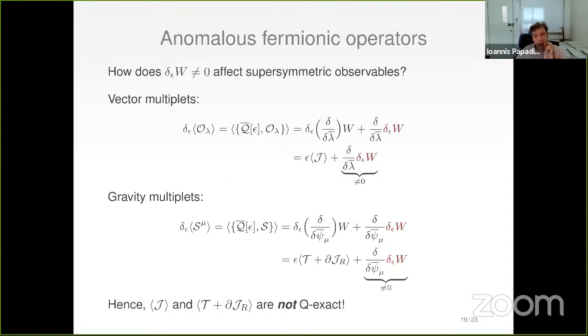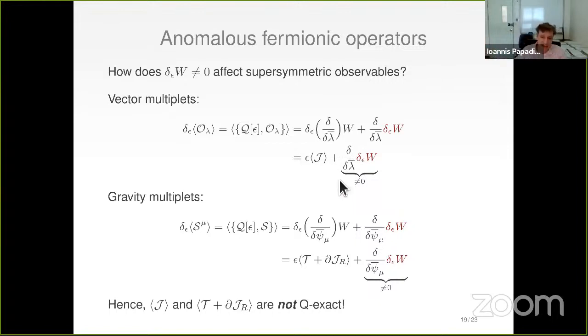Okay, so now let's look at the consequences of this non-invariance of the supersymmetric effective action. So the question is what is the consequence when this expression is not 0? So when the supersymmetry variation of the effective action is not 0, to figure out the answer, we can look at the variation of the fermionic operators in the multiplet. And for example, for the vector multiplet, there is this operator dual to the background gauge gaugino field.